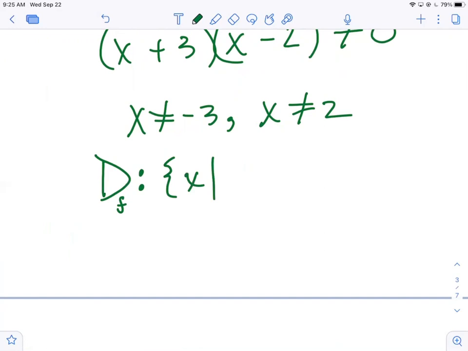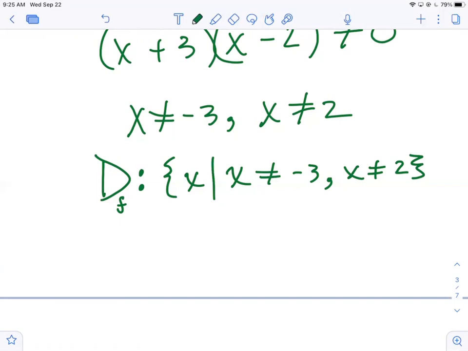Now, in set builder notation, you have a lot of flexibility. As long as you define the set, you can do it any number of ways. So the easiest way is just to say x cannot equal negative 3, comma, x cannot equal 2. Close the set. That's the easiest way. If you want to do it with inequalities, x is less than negative 3, comma, x is between negative 3 and 2, comma, x is greater than 2. That works as well. That's just a lot of writing.